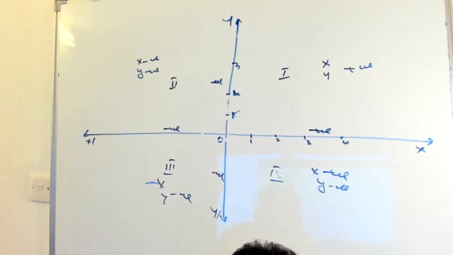Okay, Bhargavi. 1, 1: first. 1, 2: first. 3, 3: first. 0, 3: sir, y-axis. 3, 0: sir, x-axis. Minus 1, minus 1: third. 5, minus 1: fourth quadrant. 1, minus 5: fourth quadrant. Minus 1, 5: second quadrant. Okay. Next one. Ready or not?